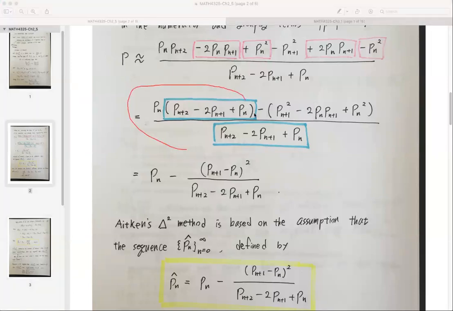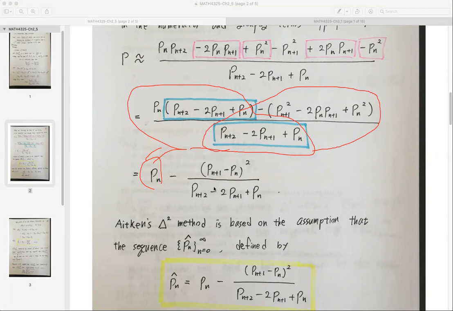This one. Okay. See, then we're going to get p. That's going to be equal to what? P sub n, right? Okay. And then the right hand side is a negative of the rest of the term in the top divided by the denominators. Okay.